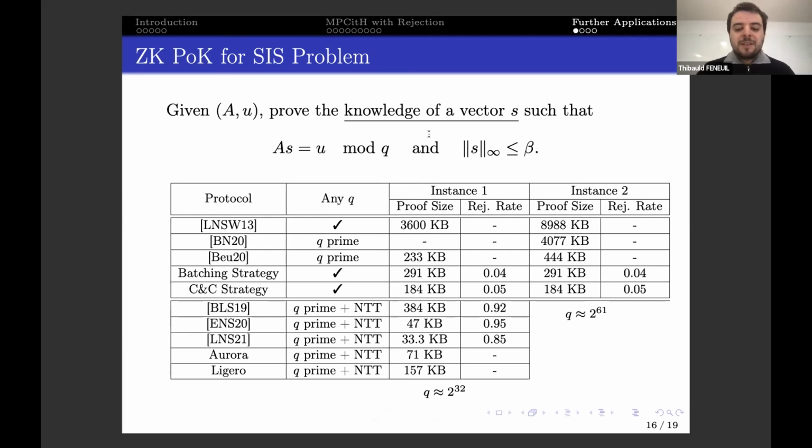The obtained performance is the following one. We can observe that we get an efficient alternative in the case where the ring is not small or NTT friendly. More precisely, we can remark that the proof size is independent of the ring size. And so if we increase the ring size, the proof size would be the same and we will be more competitive compared, for example, with the former schemes.